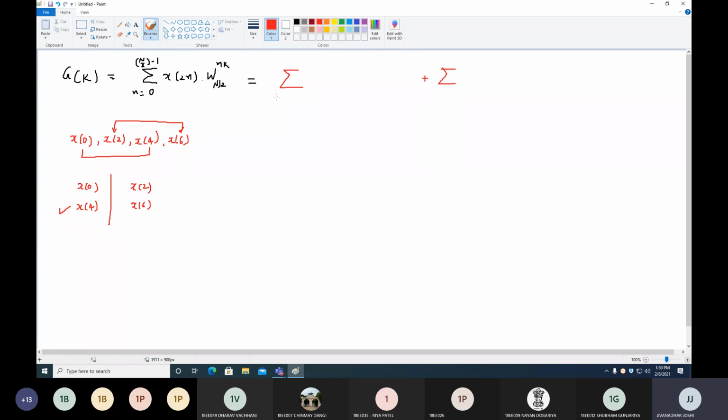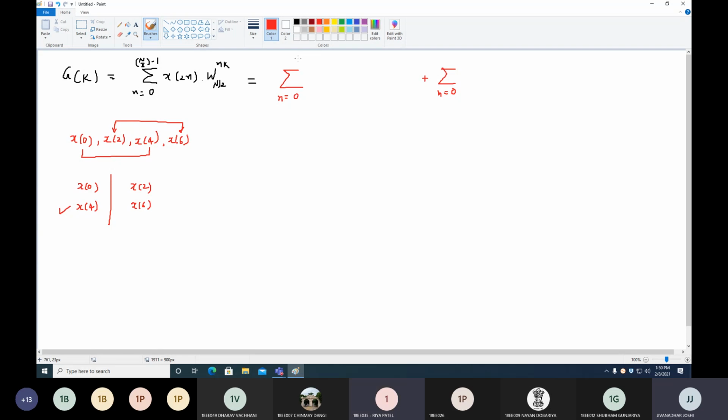So what should be the limit? N equal to 0 to, can you tell me the ending limit? Now instead of 4 we have two numbers of samples. Hello, are you getting my question?